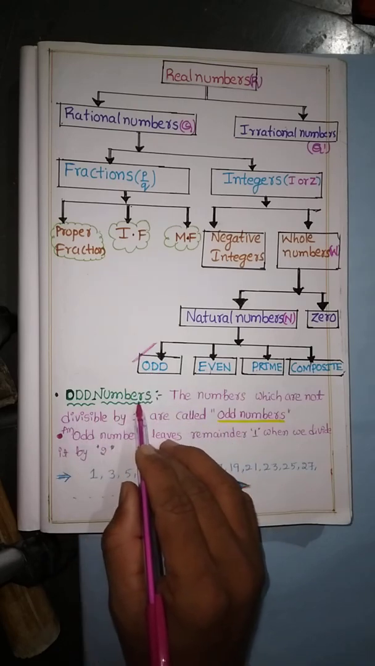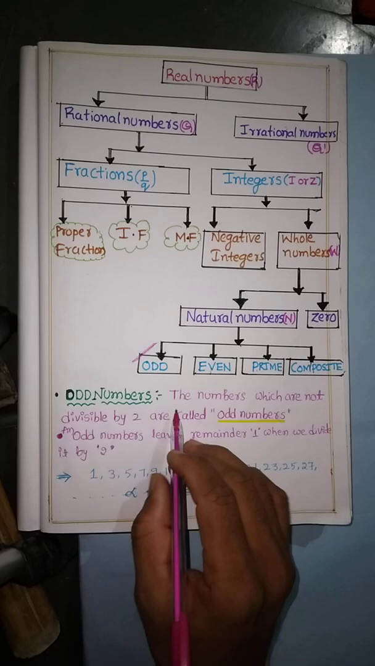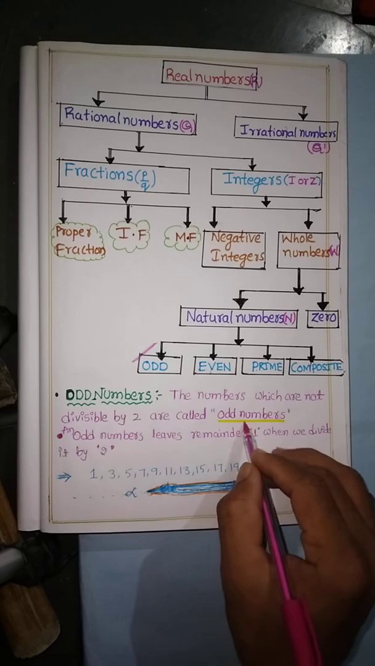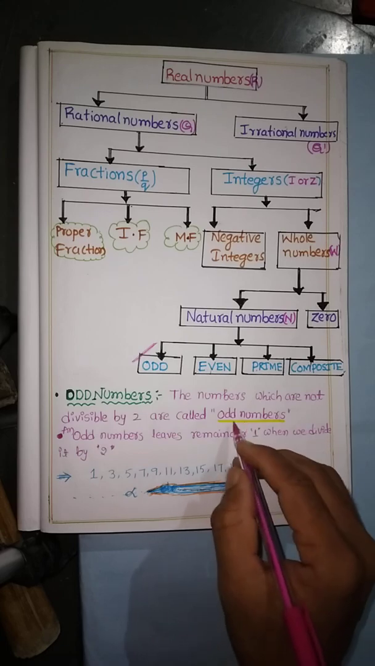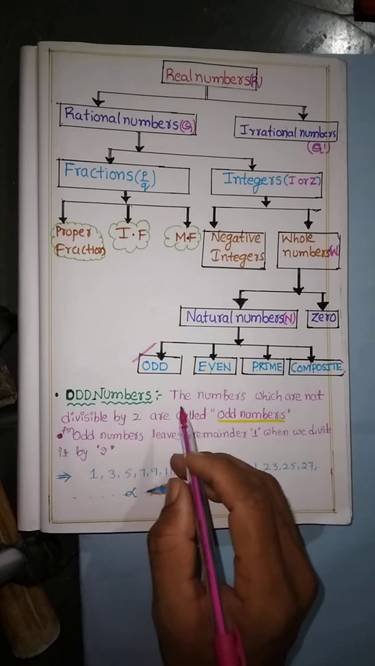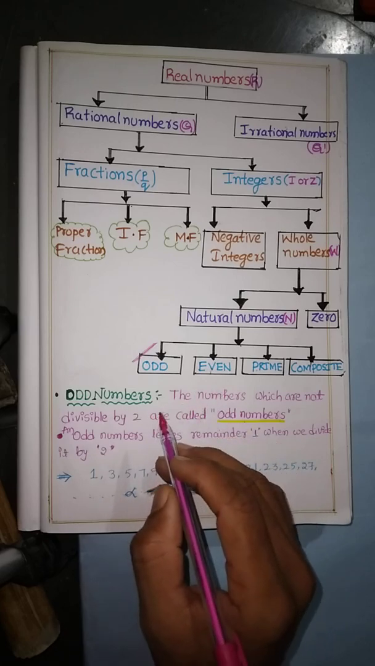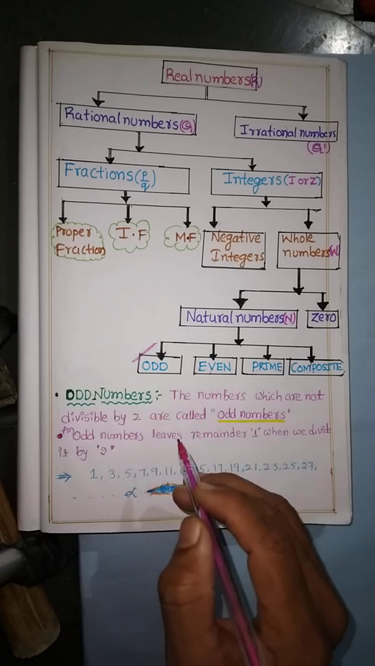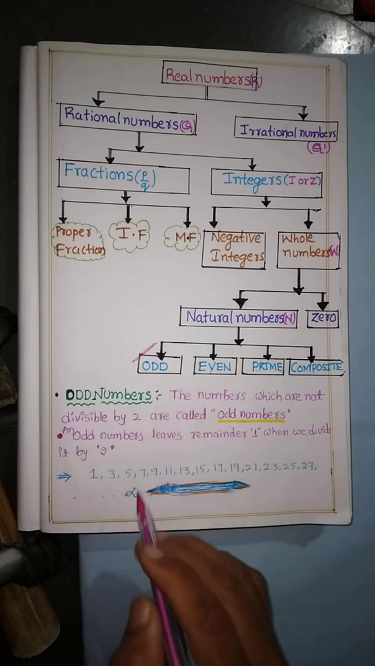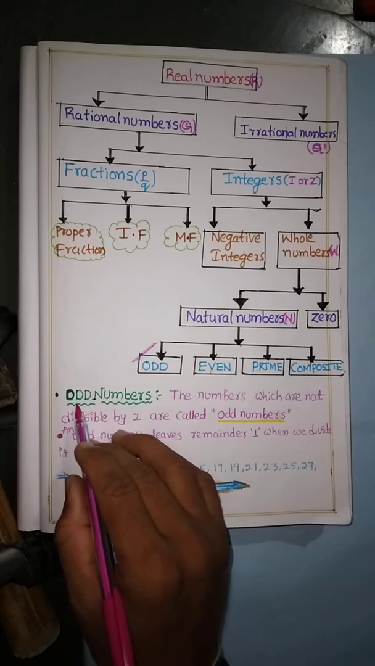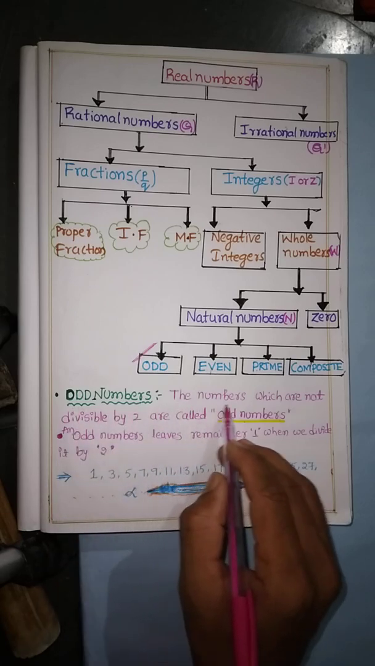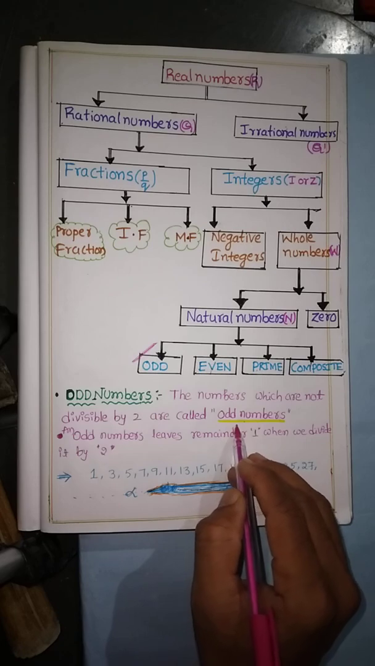Odd numbers. The definition of an odd number is that the numbers which are not divisible by 2 are called odd numbers. Later, by taking examples, I can explain which are called odd numbers, which are called even numbers, and why some numbers are called odd and why some are called even. Later I can give a clear clarification about this. For now, the definition of an odd number is that the numbers which are not divisible by 2 are called odd numbers.